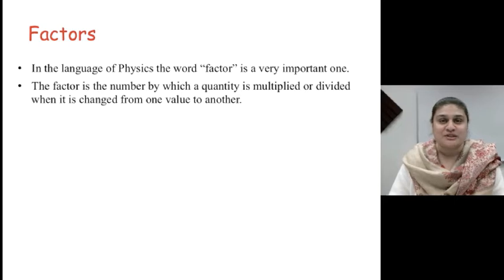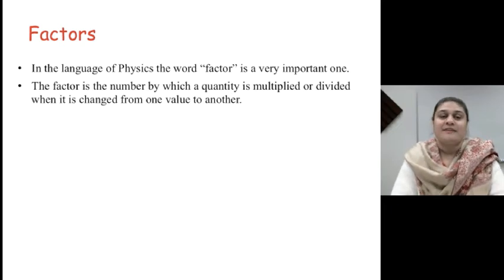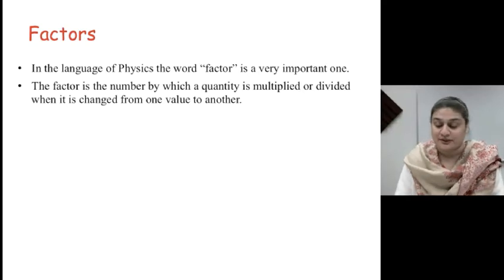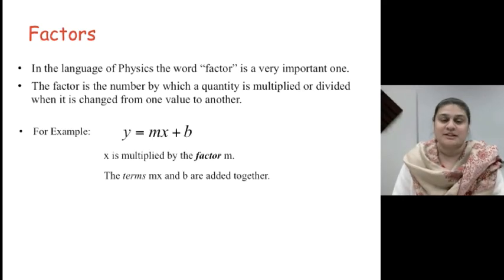So as promised, we need to talk about ratios. But in order to talk about ratios, we will talk about factors first. In the language of physics, the word factor is a very important one. A factor is a number by which a quantity is multiplied or divided when it is changed from one value to another. So let's look at this example.